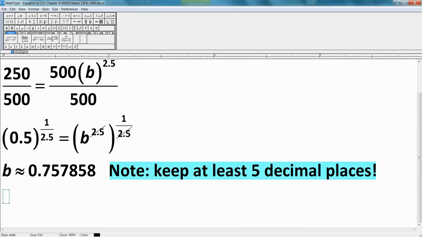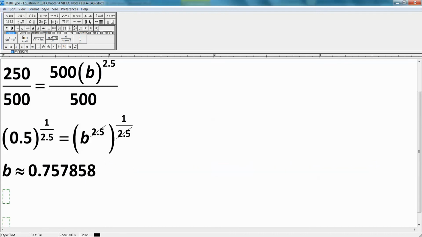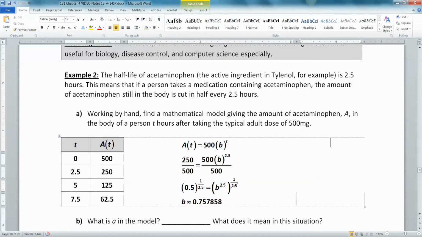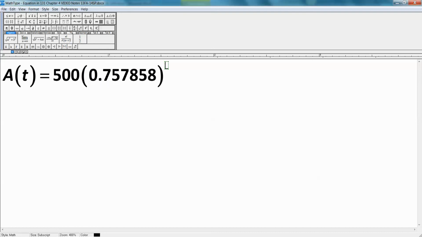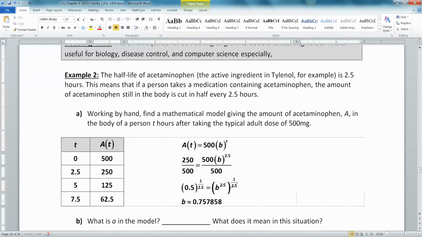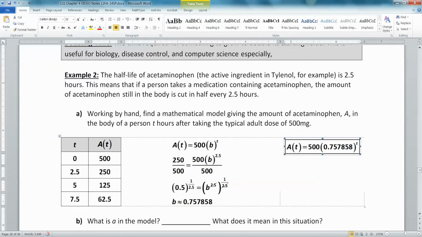Actually, you know what? I'll make that note outside. Also, hold on. Let's finish out these equations. So we have A of t is equal to 500 times 0.757858 to the t. There's our equation, our function, I should say. There we go. And I'll make that little note out here.